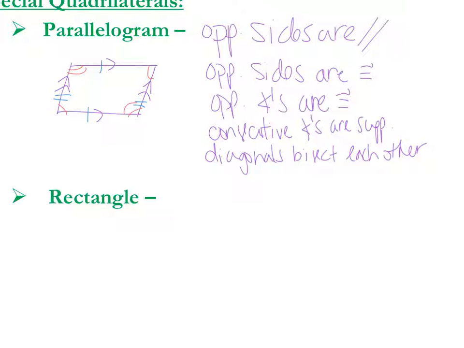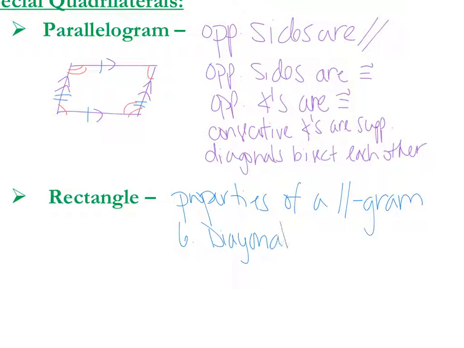Now the rectangle. When you do your booklet, you're still going to list all of these out, so all 5 properties, but for our notes today, we're just going to say properties of a parallelogram. That's shorthand for parallelogram. But once again, when you do your booklet, you're going to list out all 5 first. Then property 6 would be diagonals are congruent. And property 7 is all angles equal 90 degrees.